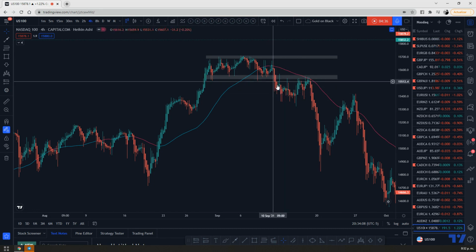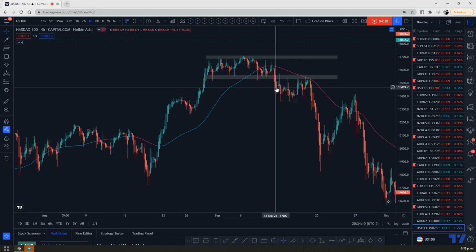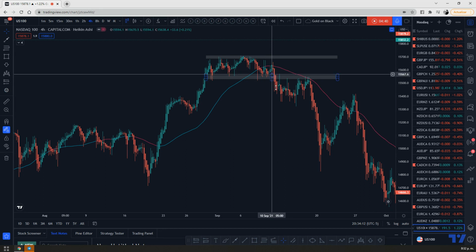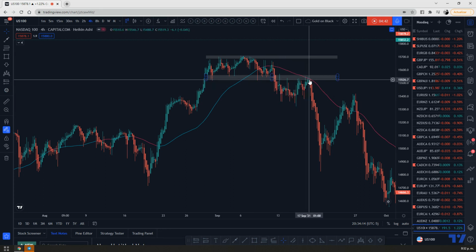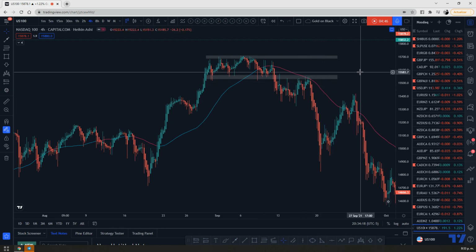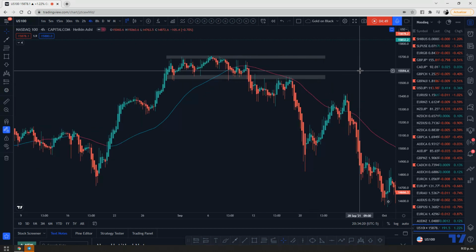Let's say you missed this push, this breakout right here. Look what the price did. Price did come back. It did a retest, tested the zone, even testing the 50 SMA right here. Because I'm giving you this example on a 4 hour, that's a lot of pips right there.